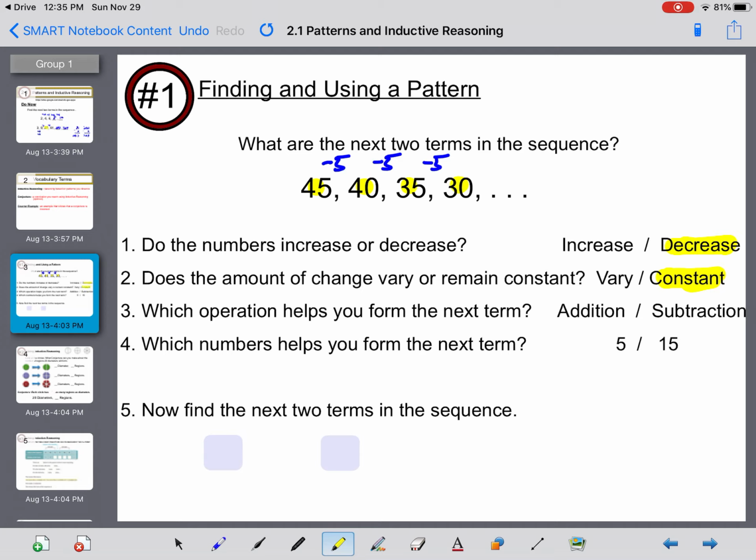Which operation helps us form the next term? Well, we just said subtraction will get us there. And which number helps us form the next term? That would be 5. So it says find the next two terms in the sequence. The next two terms would be 30 minus 5, which is 25. And then 25 minus 5, which is 20.